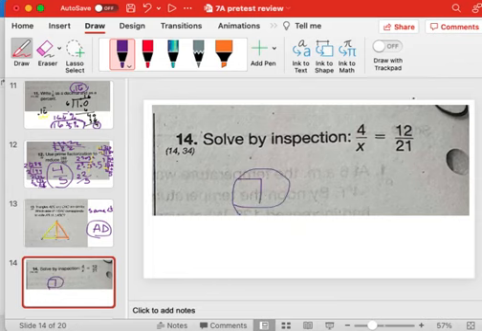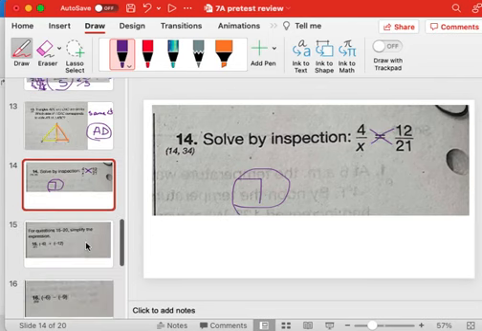Okay. If you take 12 divided by 3 is 4. So 21 divided by 3 is 7. Now, what's another way you could do it? 4 times 3 is 12. 7 times 3 is 21. You could also do your cross multiplication. That would not necessarily be easy in this case. Okay, so in other words, you could do your cross multiplication. 4 times 21 is 12 times x. Okay, but that would probably be harder.